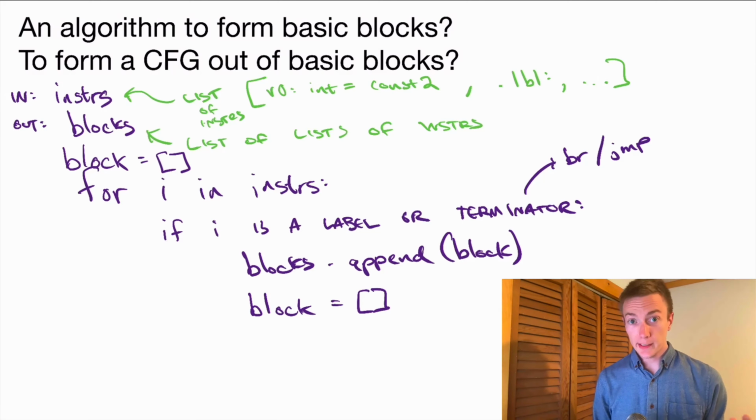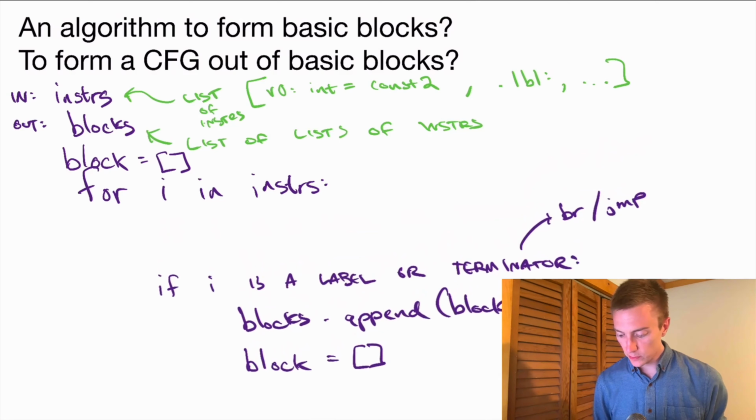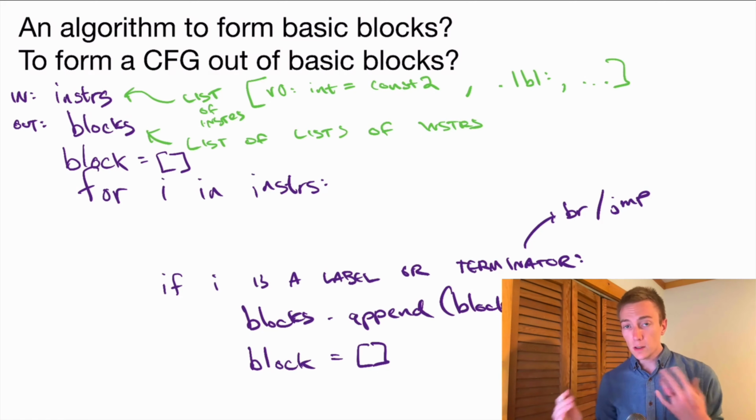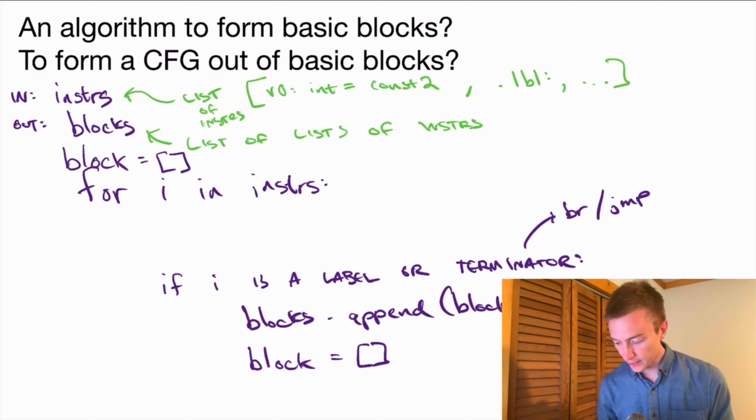Of course, this algorithm isn't that great yet because it doesn't actually put anything into any of the blocks. It's just going to append a bunch of empty blocks to the output. What we also need to do is actually put these instructions into the blocks. The way I'm going to do that is that whenever we see an instruction, as long as that thing is not a label, we'll put it into the current basic block before terminating it.